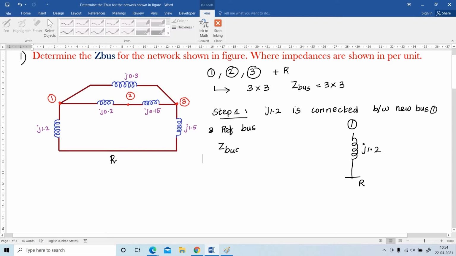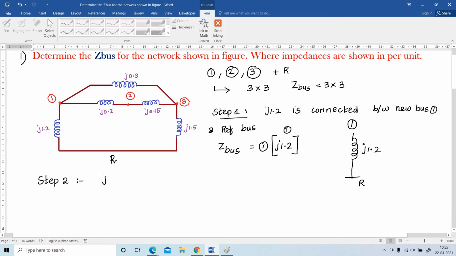What is the order of the Z bus matrix? That is 1 cross 1. Here put 1, here also put 1, and here put the value J1.2. And next I am going to explain step number 2.